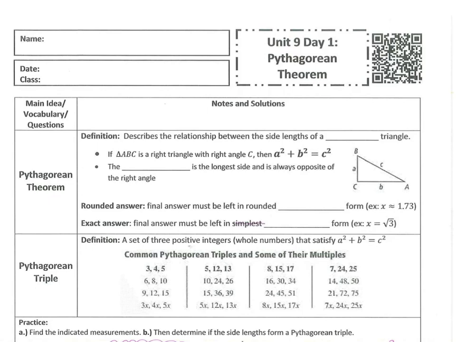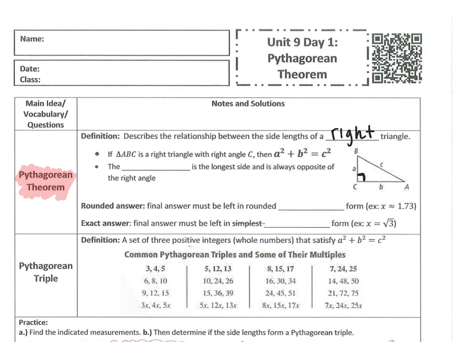So first things first, the first part of Unit 9 is, again, like I said, going back over Pythagorean theorem. Go ahead and highlight the words Pythagorean theorem here. This is what we're going to be using all day today. Pythagorean theorem describes the relationships between the side lengths of a right triangle. So we are dealing with only right triangles today.